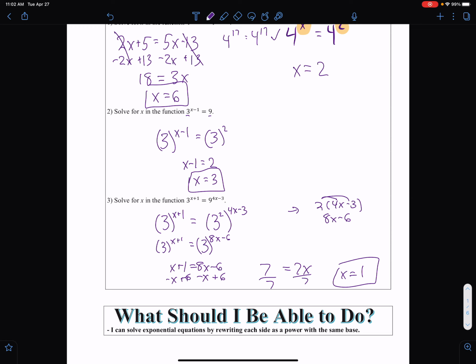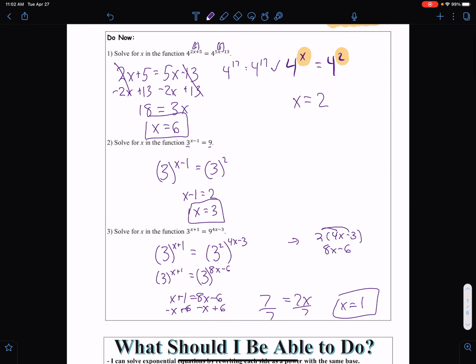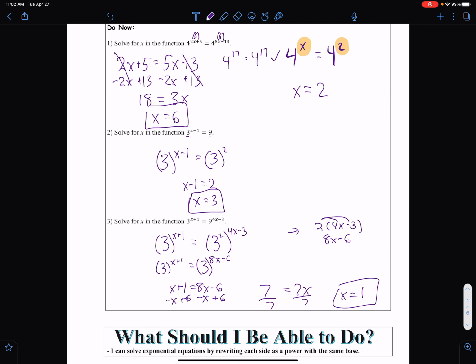base. And you might be wondering yourself, what if I can't rewrite the same base? For today's notes, we're always going to be able to write it with the same base. Next unit, we're going to be able to solve it when we can't rewrite it with the same base. So let's go to the next page.